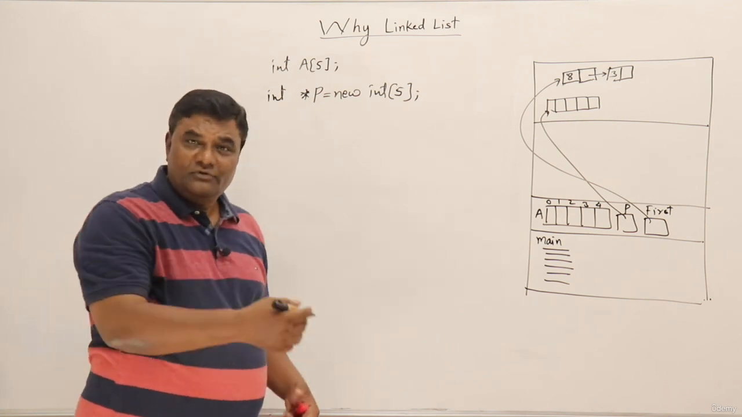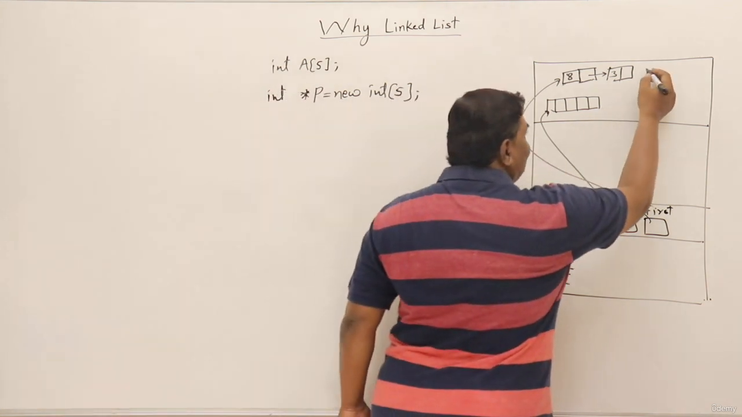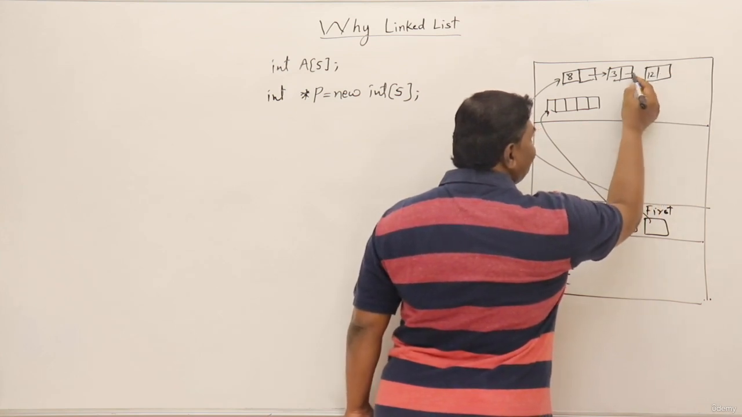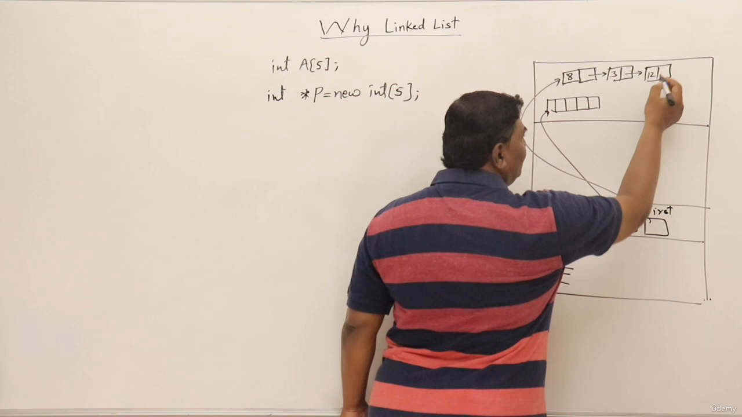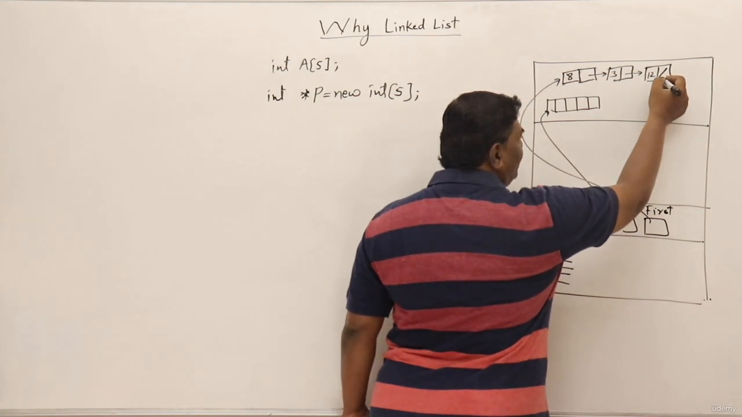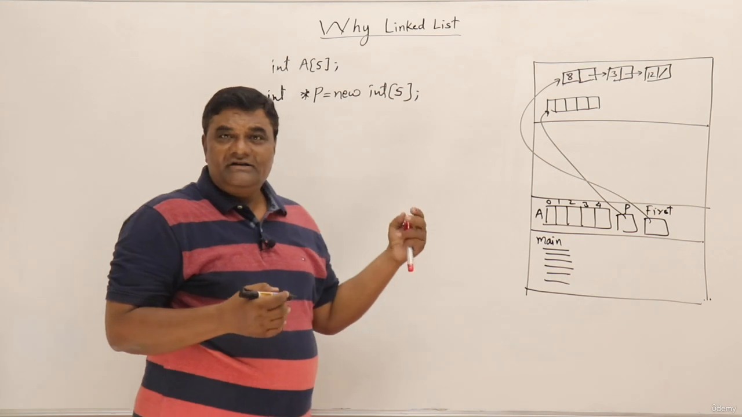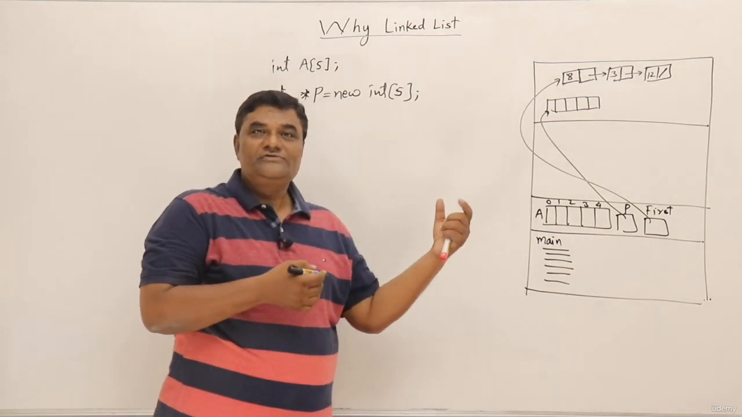Next I have one more element, 12. So again create a node. Node will contain value 12 and the pointer to next. And this pointer will be pointing on this one. There is no node beyond this one, so let it be null. So I am creating a node whenever I want to store an element.